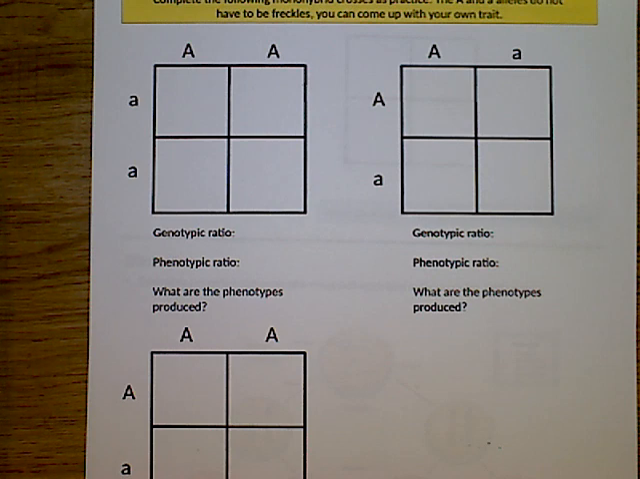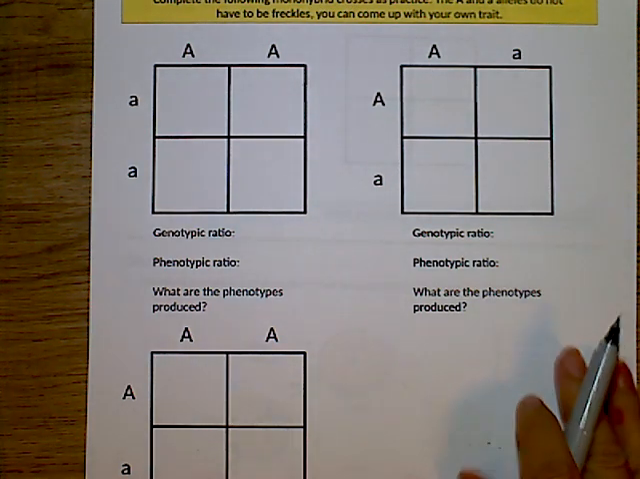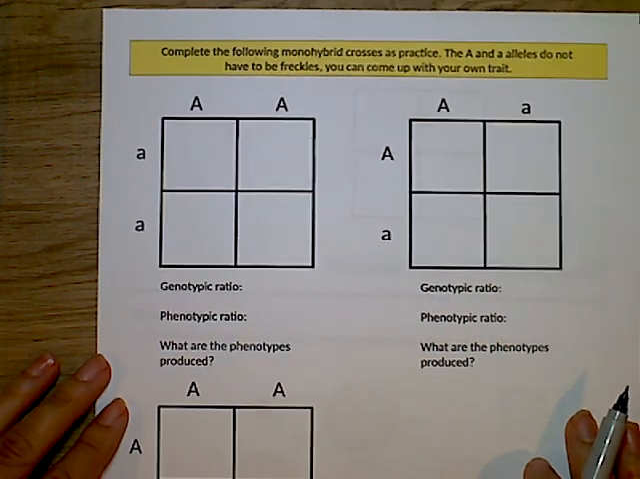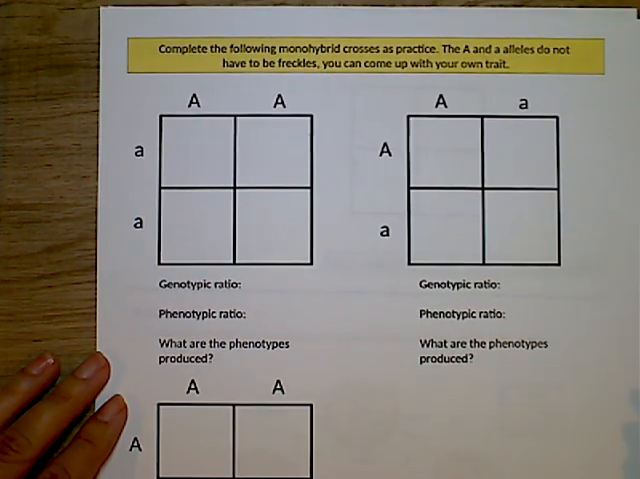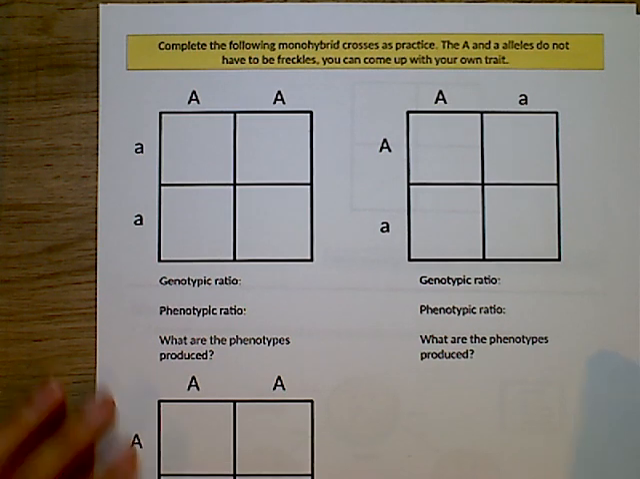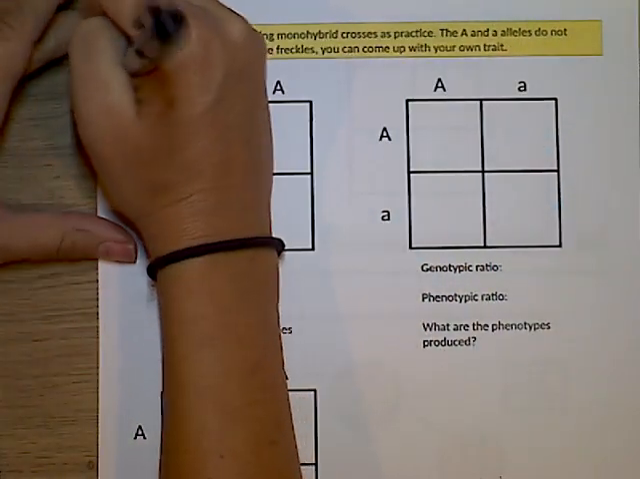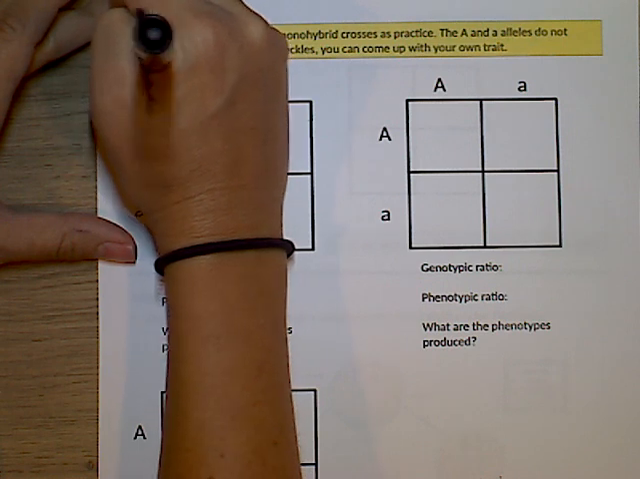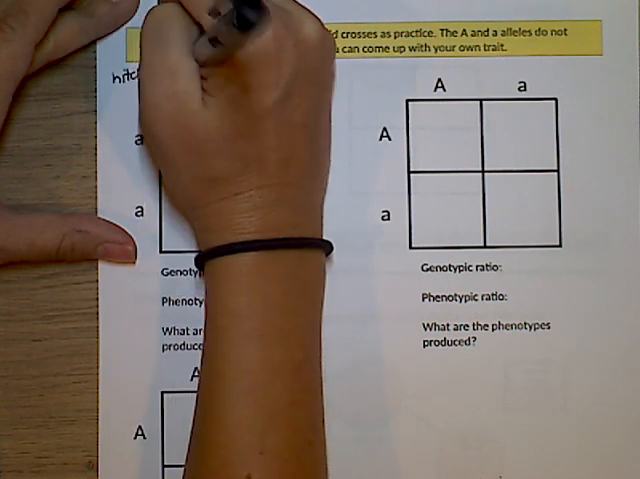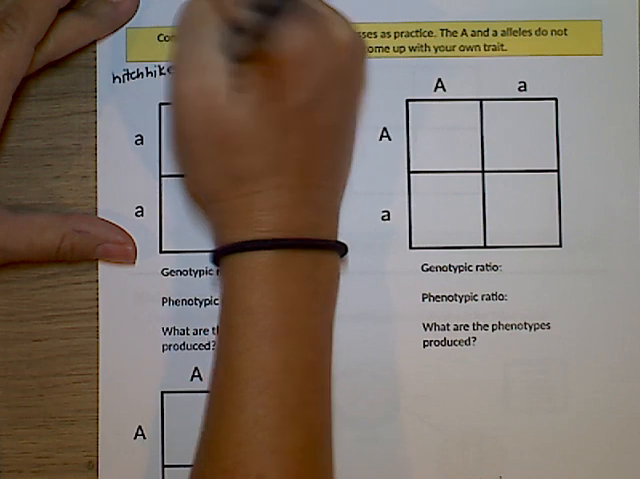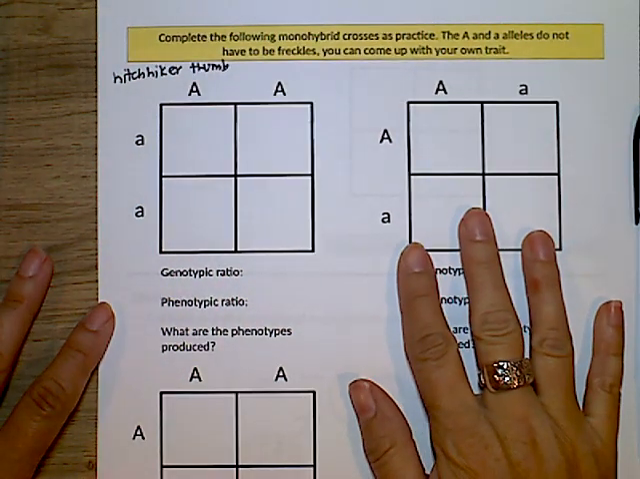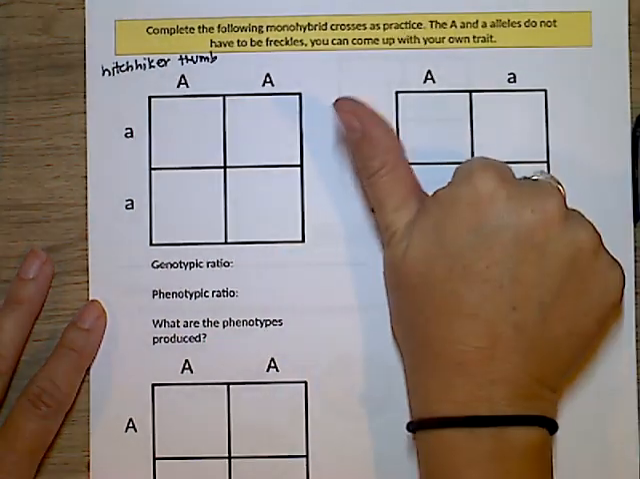So we're going to practice some more. Complete the following monohybrid crosses as practice. The big A and little a alleles do not have to be freckles. You can come up with your own trait. Let's say this one is for the gene for hitchhiker's thumb. And I'm kind of making this up, I don't know what's dominant and recessive here, but this is commonly used in genetic examples.